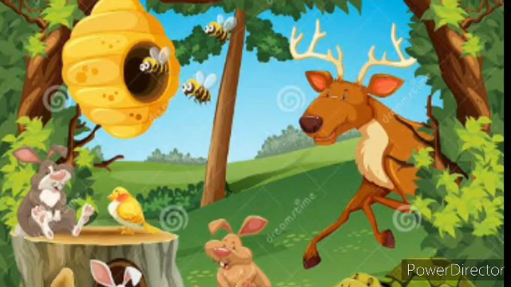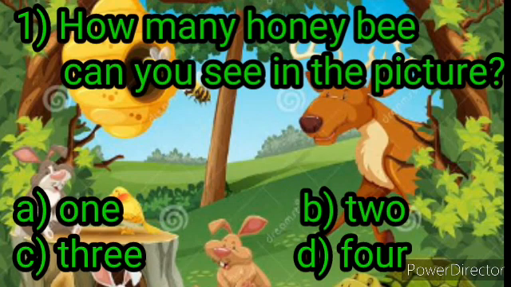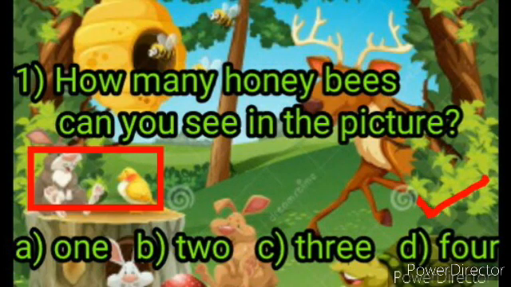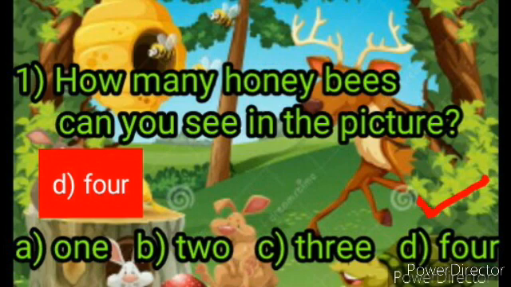First question. How many honeybees can you see in the picture? Option A 1, option B 2, option C 3, option D 4. Now pick the correct answer. Answer is 4. You will write the correct answer in the given box.